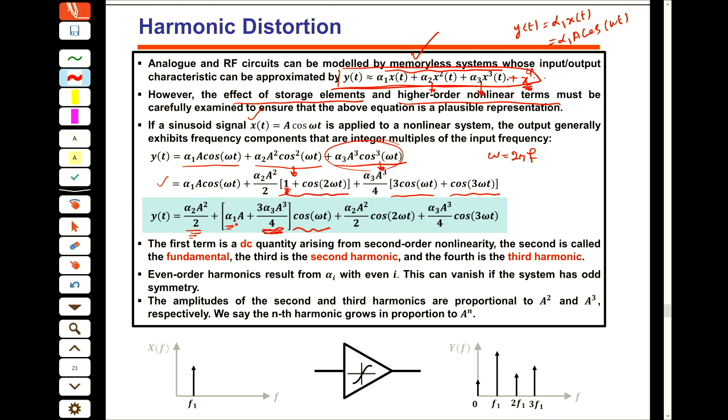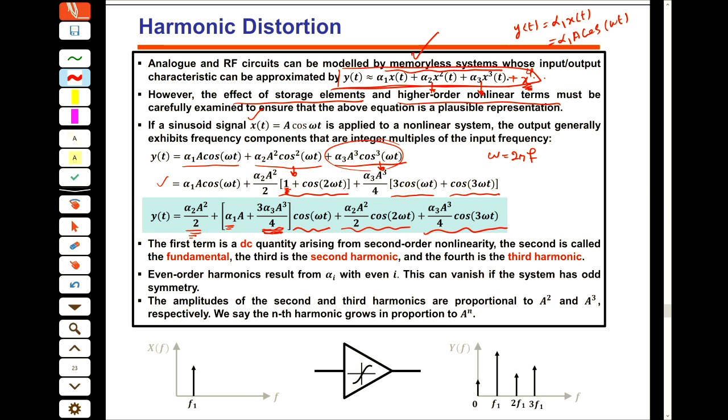But unfortunately, my gain also changed. And then we have a second harmonic and third harmonic. So I send a single tone into a nonlinear system, and I got a DC, a fundamental frequency, which is my interest, and then the second harmonic and third harmonic.